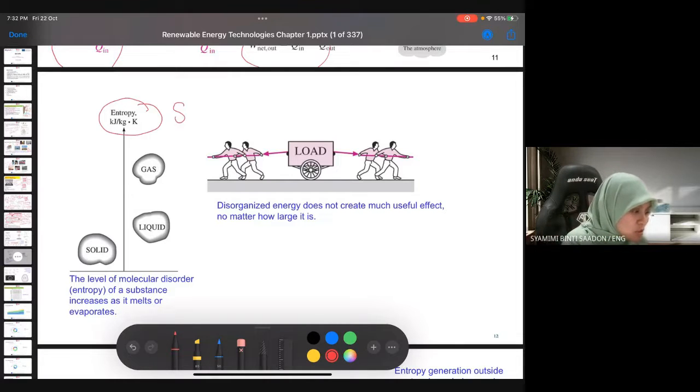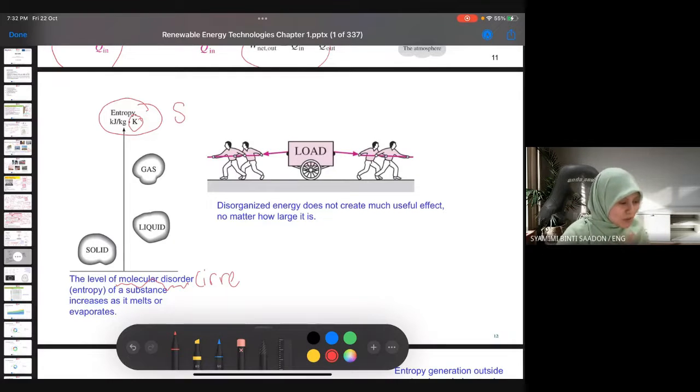So the unit is kilojoule per kilogram per Kelvin. That means the difference between enthalpy and entropy is the Kelvin, the temperature here. Entropy measures the level of molecular disorder of a substance, which increases as it melts or evaporates. So if we have a process of evaporation or condensation, the level of molecular disorder, in other words, is the irreversibility, the disorder.